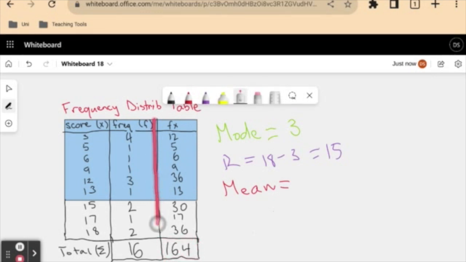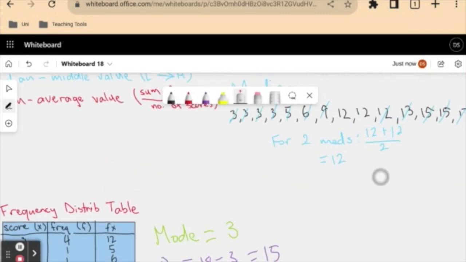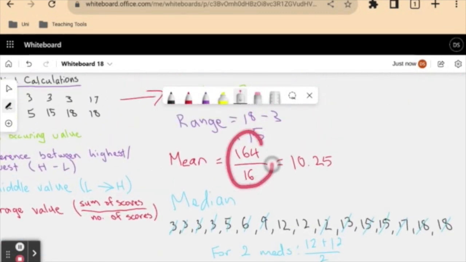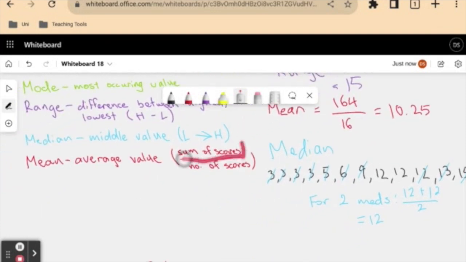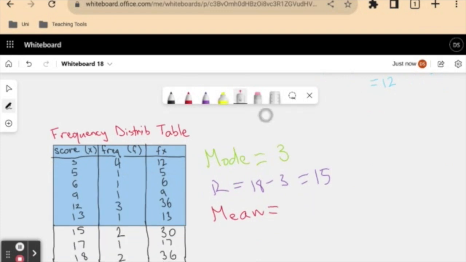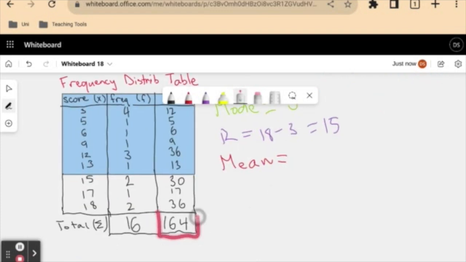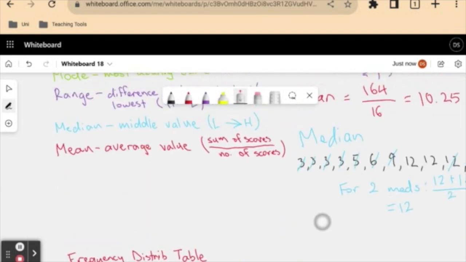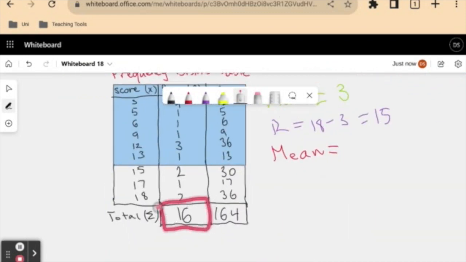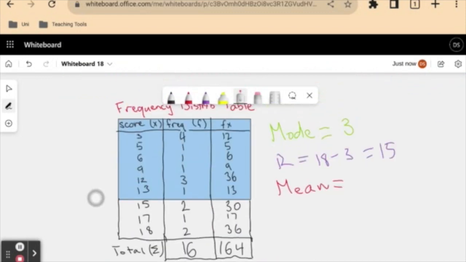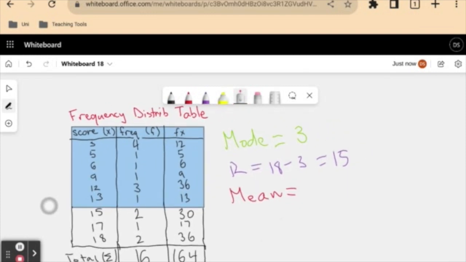And adding all of our frequencies together, that gave us 16. Well, wait a minute. Where have we seen these two numbers before? Well, they're here. Because our average value is the sum of the scores, which is given to us here, divided by the number of scores, which is given to us here. So you can kind of see what I'm saying here, right?